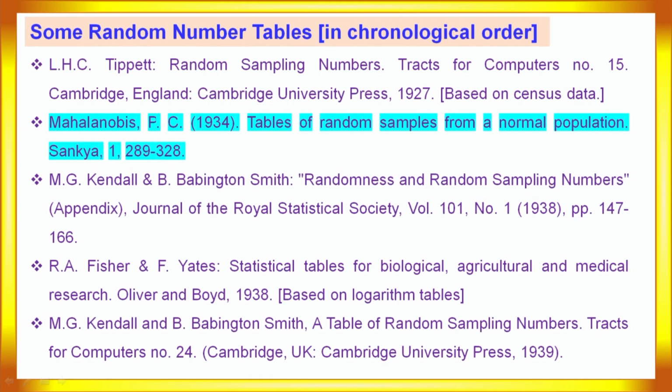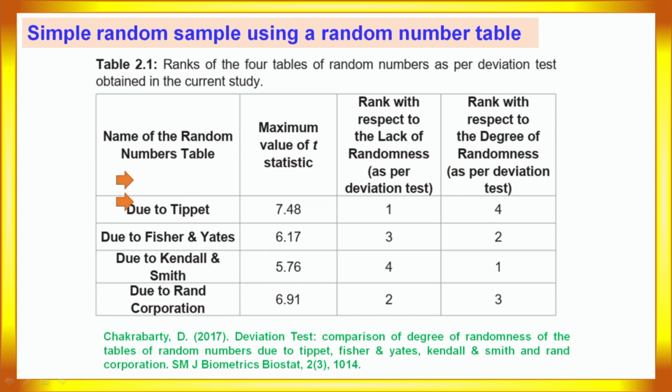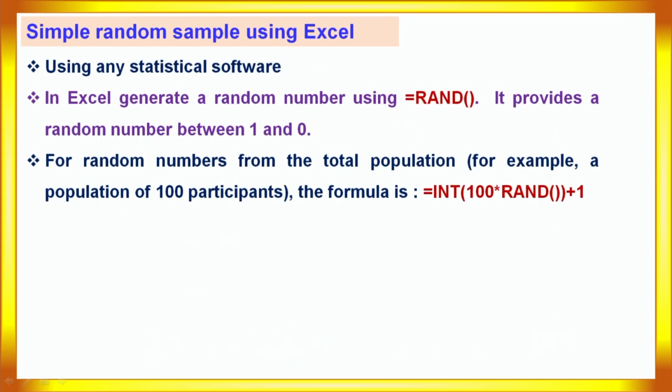There are a number of other random number tables also available. I have put all of them here in chronological order for the knowledge and awareness of the researcher. Another important thing to remember is that these random number tables are not totally error free. There are a number of research papers which indicate the relative randomness of these usable tables. The Kendall and Smith table was found to have the highest degree of randomness, followed by the Fisher table, Rand Corporation table and Tippett table. But they have equal utility.